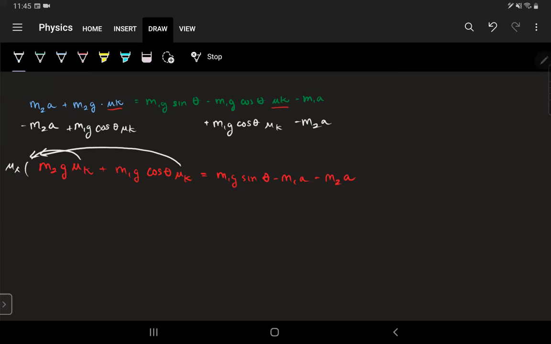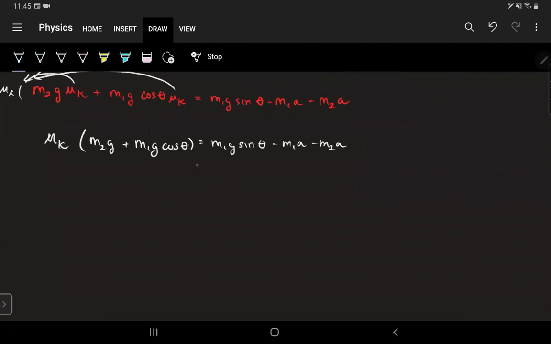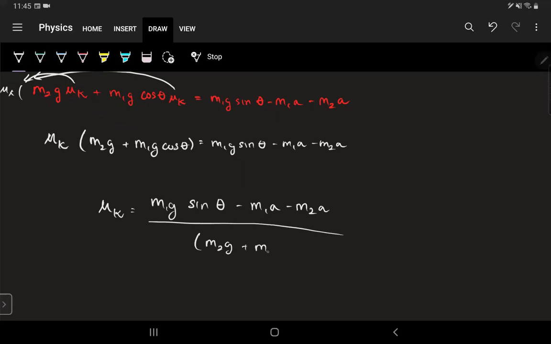So in essence, our answer becomes mu k times m2g plus m1g cosine theta equals m1g sine theta minus m1a minus m2a. So to solve for mu, you divide both sides by m2g plus m1g cosine theta. So the solution for mu k is equal to m1g sine theta minus m1a minus m2a, divided by m2g plus m1g cosine theta. All right, that's about where I'm going to stop.